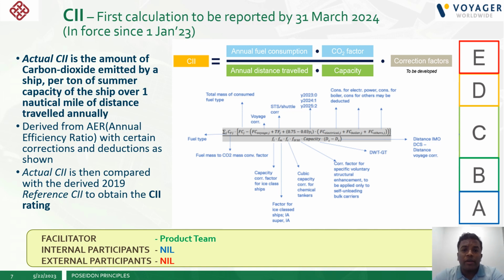Two key things to be pointed out here: the first calculation is to be reported by 31st March 2024. The second key thing to note is, let's say by all the calculations this year the ship achieves a C rating, which is acceptable, and the ship does not do anything to improve its efficiency continuously over the next 2 years. Then, as IMO keeps raising the bar of the ratings year by year, a ship which is at C rating today without any continuous improvement can drop down to D or E in the next 2 or 3 years.